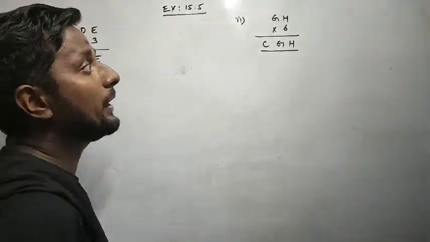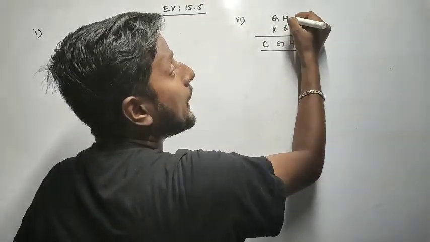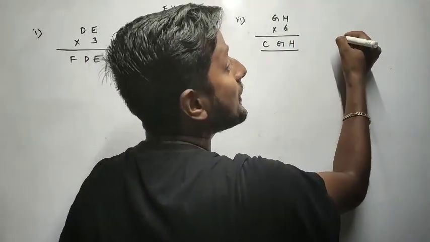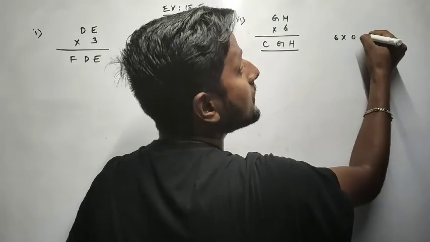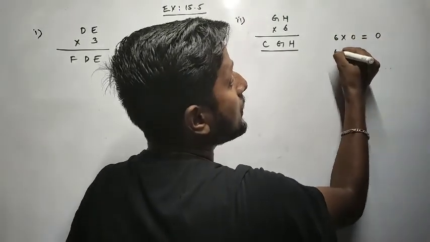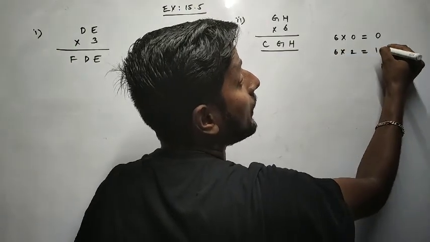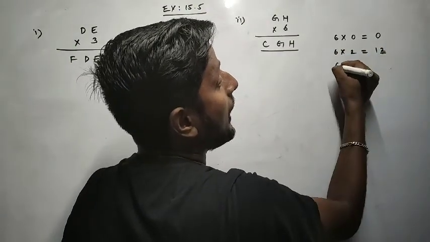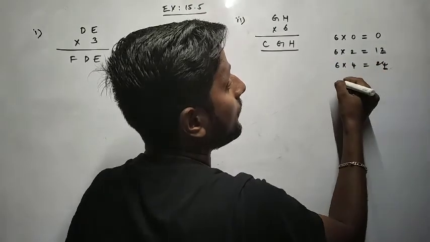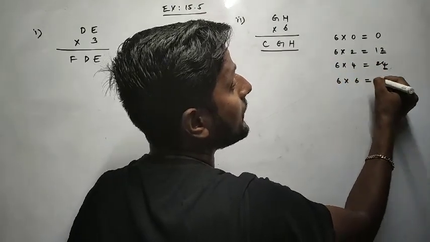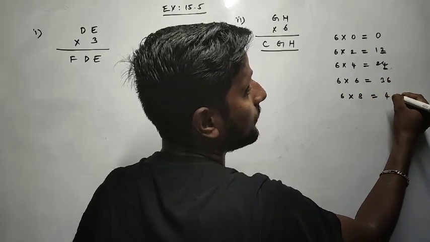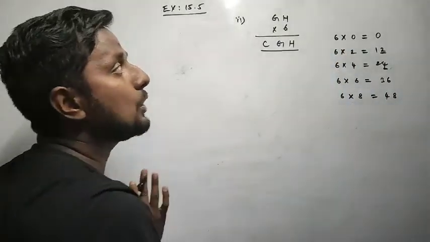So what did you understand here? With whatever digit you are multiplying with 6, we are getting the same digit as a result. In the 6 table, that is possible with 6 zeros are 0, so multiplying with 0, the result is also 0. 6 twos are 12, so look at the end number, same. 6 fours are 24, same. 6 sixes are 36, and 6 eights are 48. So these are the possibilities.